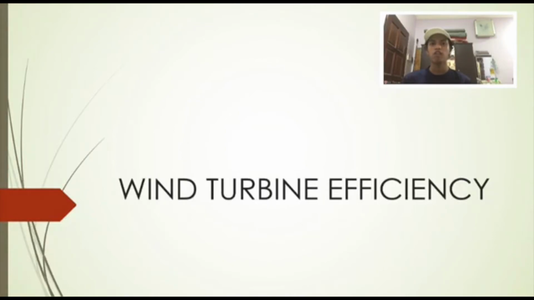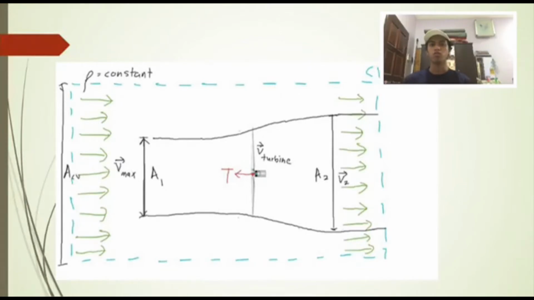And now, I will explain about the wind turbine efficiency. The picture shows the free body diagram of wind turbine in a wind tunnel. We set the wind tunnel as the control volume, and air flows from one end of the tunnel to the other end at a certain velocity, Vmax.